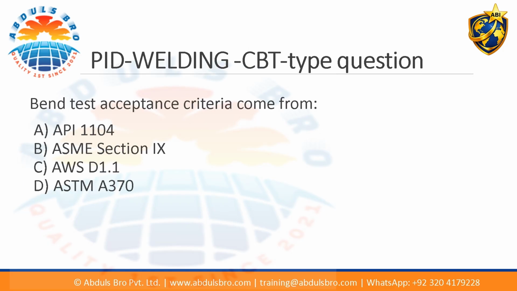Next is a PID welding CBT type question. Bend test acceptance criteria come from option A API 1104, option B ASME Section 9, option C AWS D1.1, and option D ASTM A370. You have to select one correct answer during CBT exam. And the correct answer is option B.